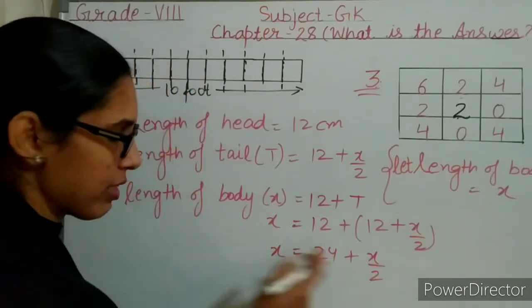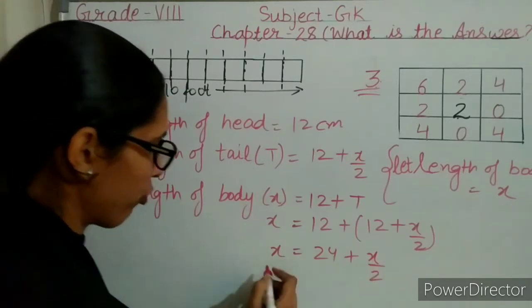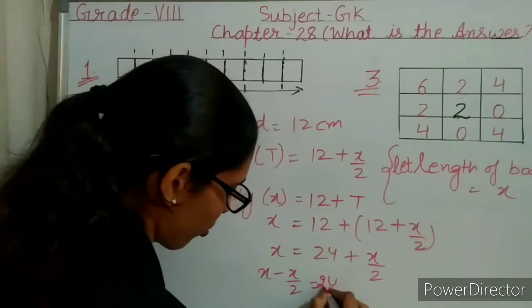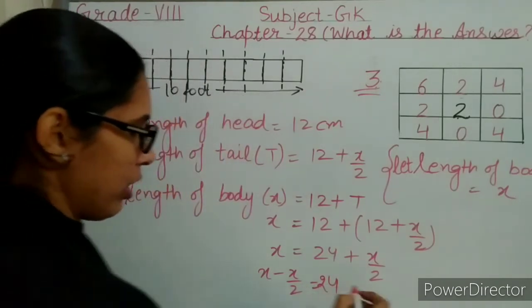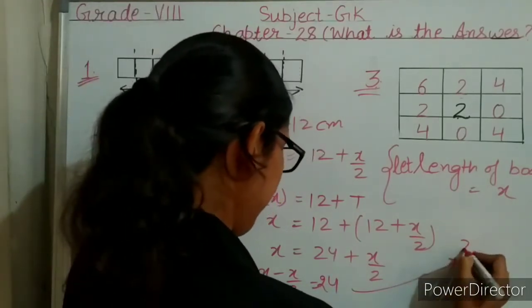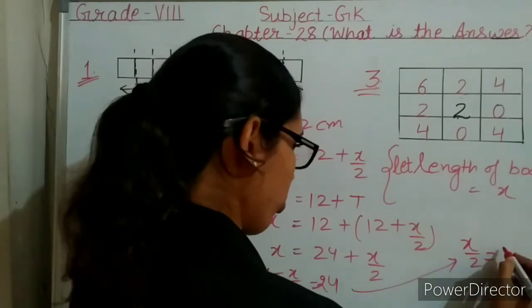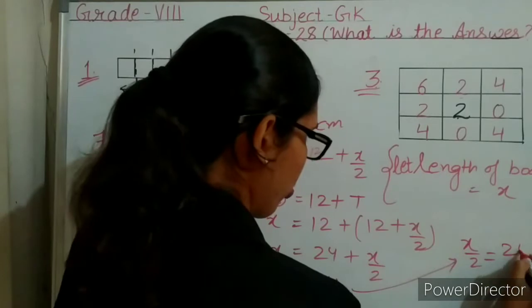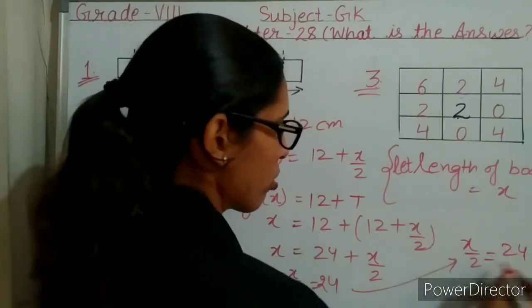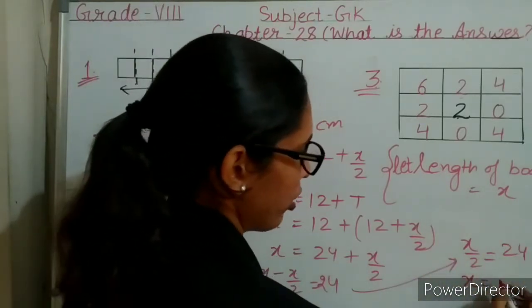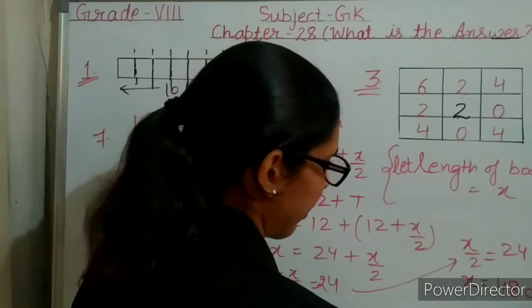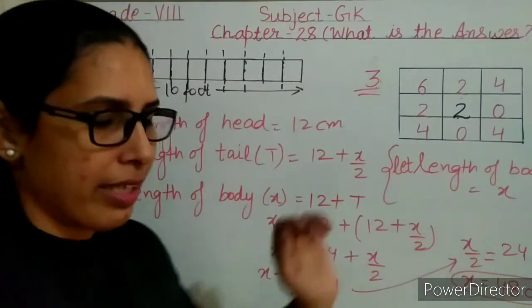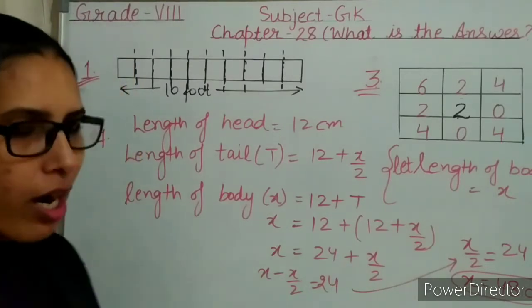If I subtract x by 2 from x, the answer will be 24 here. So let me solve it here. It will be x by 2 is equal to 24. If I cross multiply it, 24 into 2, it will be 48 centimeters. So what is the length of the body? This is 48 centimeters. Now the question is, how long is the bird?